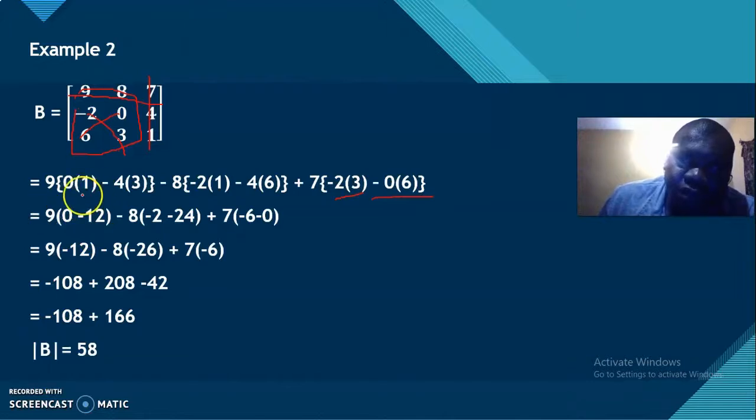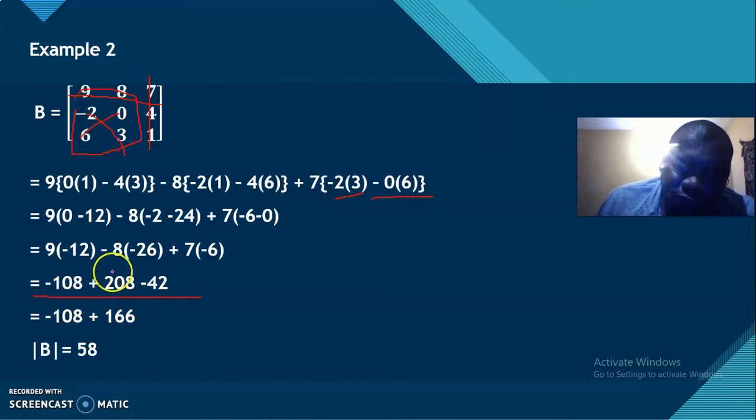So 0 times 1 is 0, minus 4 times 3 is 12, minus 8 open brackets, 2 minus 2 times 1 is minus 2, minus 4 times 6 is minus 24, plus 7 open bracket, minus 2 times 3 is minus 6, minus 0 times 6 is 0, minus 0. So 0 minus 12 is minus 12, minus 2 minus 24 is minus 26, plus 7 open bracket, minus 6 times minus 0 is minus 6. So we have minus 108 plus 208 minus 42.